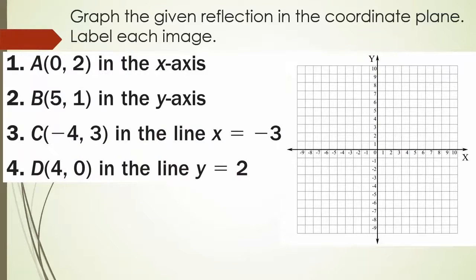All right, checkpoint problems 1, 2, 3, and 4 are yours. It says graph the given reflection in the coordinate plane, label each image. We've got 1, A(0, 2) in the x-axis, so you're reflecting across the x-axis. 2, B(5, 1), reflecting across the y-axis. 3, C(-4, 3) in the line x = -3, so you're reflecting across the line x = -3. And 4, D(4, 0) across the line y = 2.